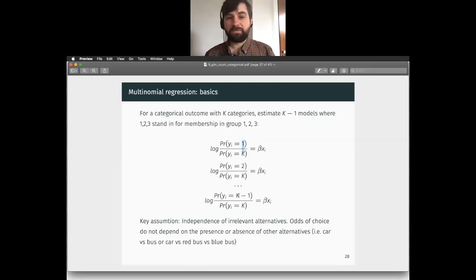Like a red bus versus a blue bus might not affect our choice set very much, but car versus bus, if the bus is not present, might, right? If I don't care about the color of the bus, then that might. Don't worry too much about this assumption if it doesn't make sense, but that's the assumption that goes into the multinomial model that's unspoken.